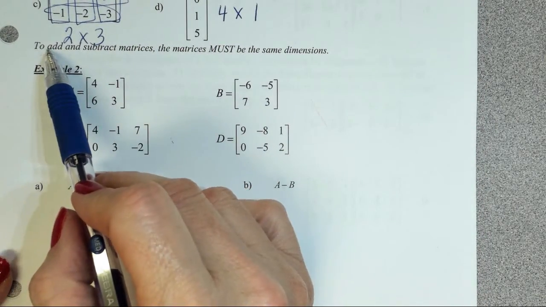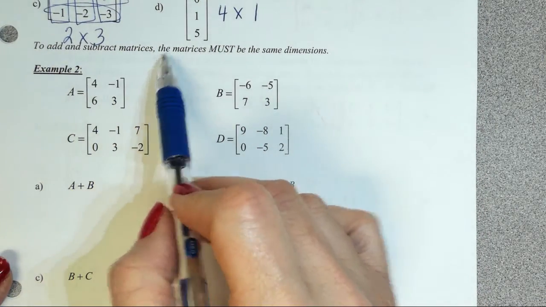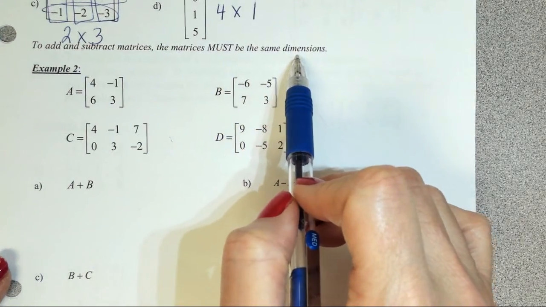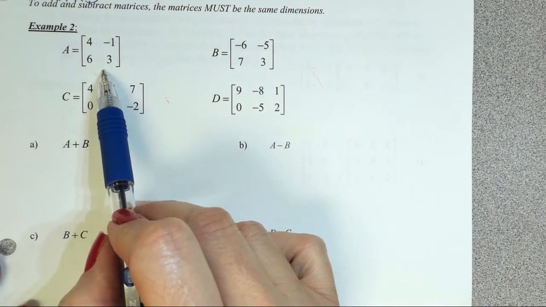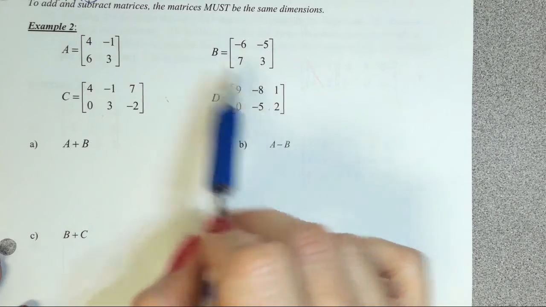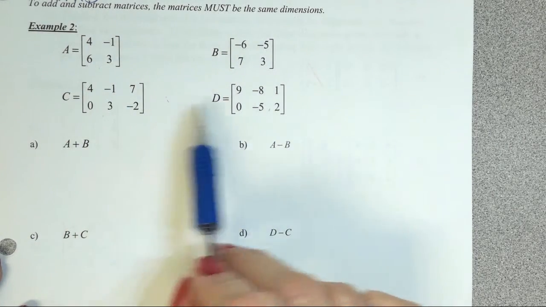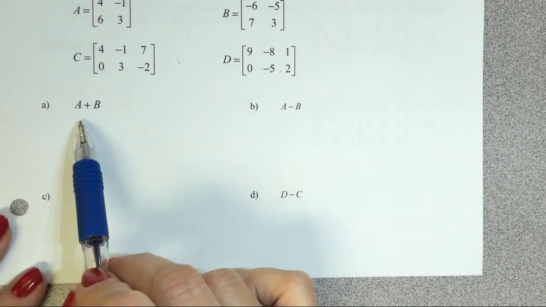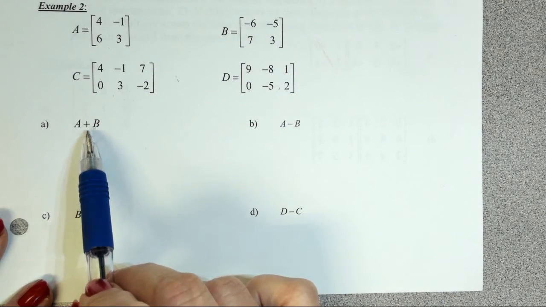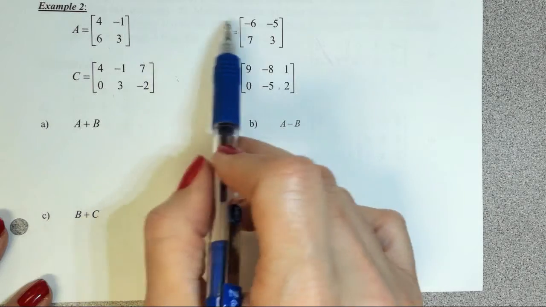Okay, so down here it says to add and subtract matrices, the matrices must be the same dimensions. So we have matrix A, B, C, and D. These are both 2 by 2s. These are both 2 by 3 matrices. So it asks us to add matrix A plus B. Well, all we have to do is add the entries.